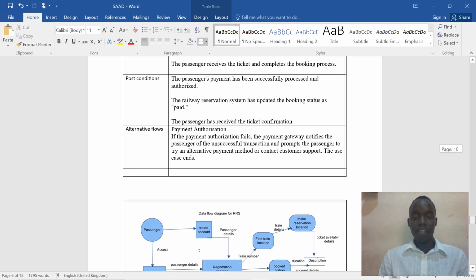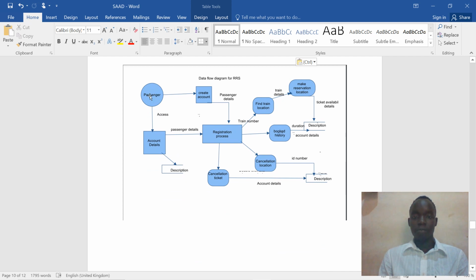Also, I have the data flow diagram for the system. In this data flow, I have a passenger. If he has an account, he can fill in the details and enter into the system. If he doesn't have an account, he can create one and enter the details, then he enters into the system. When he enters the system, he can find the train locations, book trains, and make reservations. He can check the booked history and also cancel tickets.